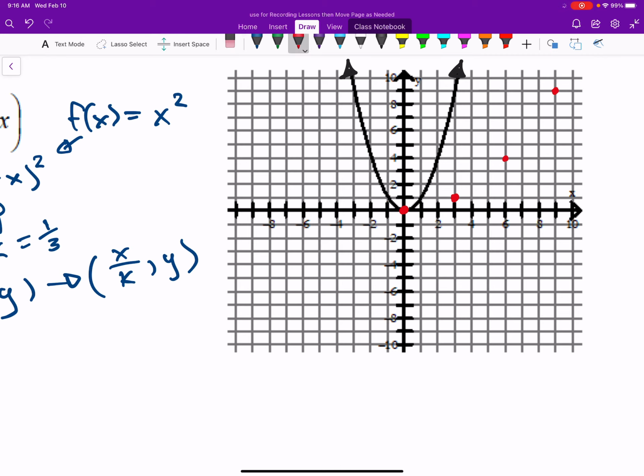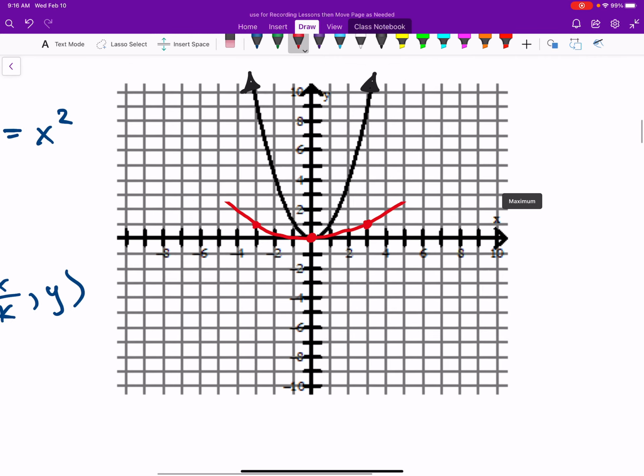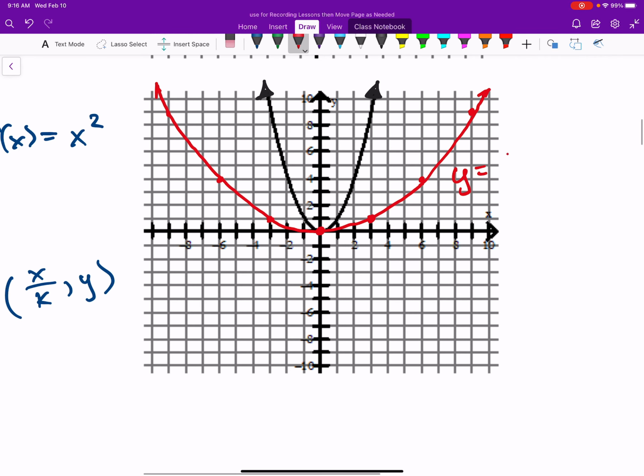And so I'd get a point over here. And it's just going to keep happening like it did on the other side. And here's my new parabola. As you can tell, it's much wider than the parent function, which is exactly what we expected. And so this is, how did I write it above? y equals (1/3 x) squared.